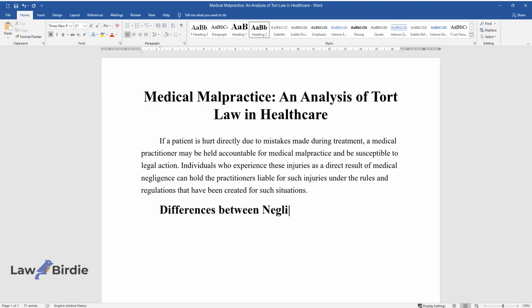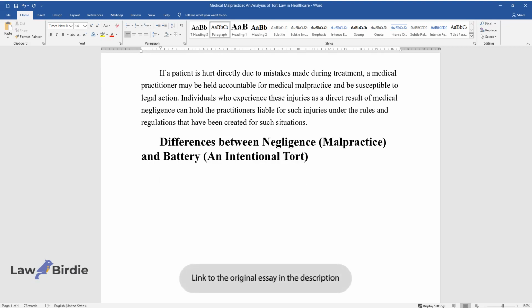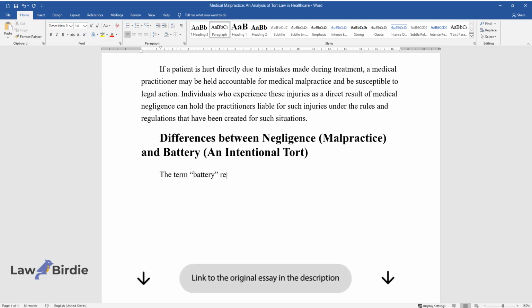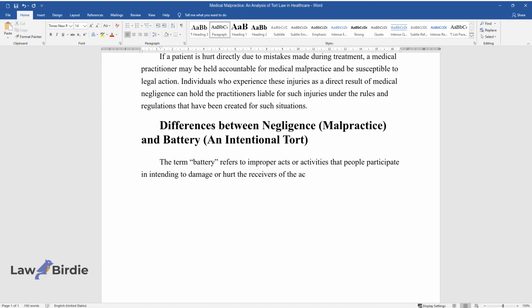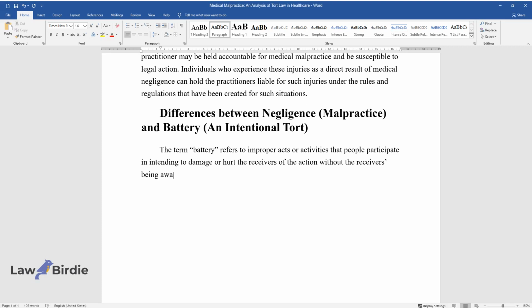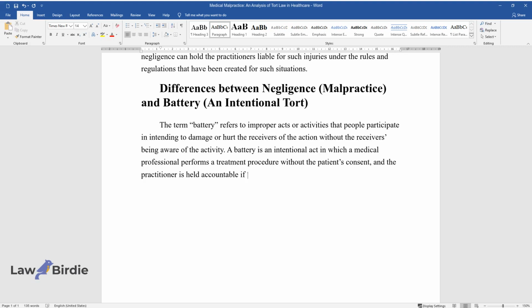Differences between negligence, malpractice, and battery, an intentional tort. The term battery refers to improper acts or activities that people participate in intending to damage or hurt the receivers of the action without the receivers being aware of the activity. A battery is an intentional act in which a medical professional performs a treatment procedure without the patient's consent, and the practitioner is held accountable if the patient is injured.